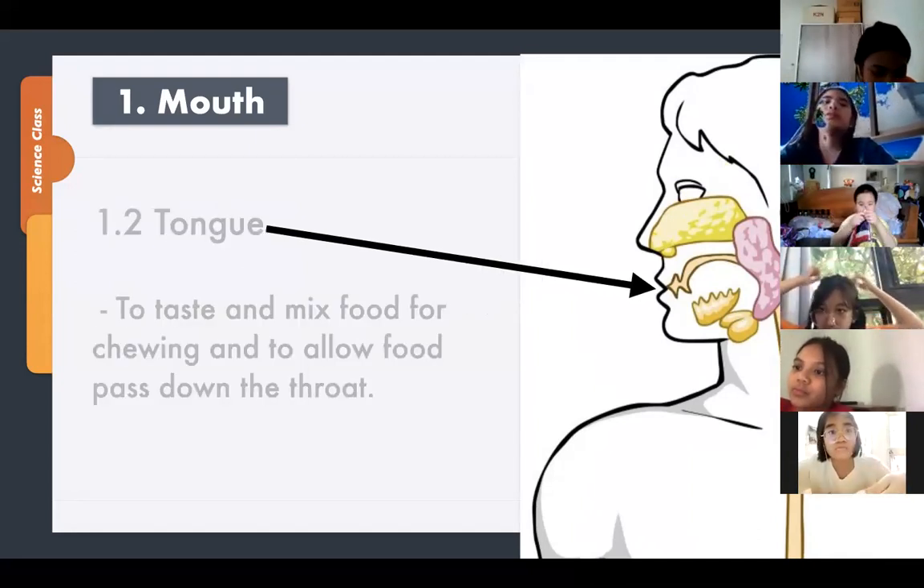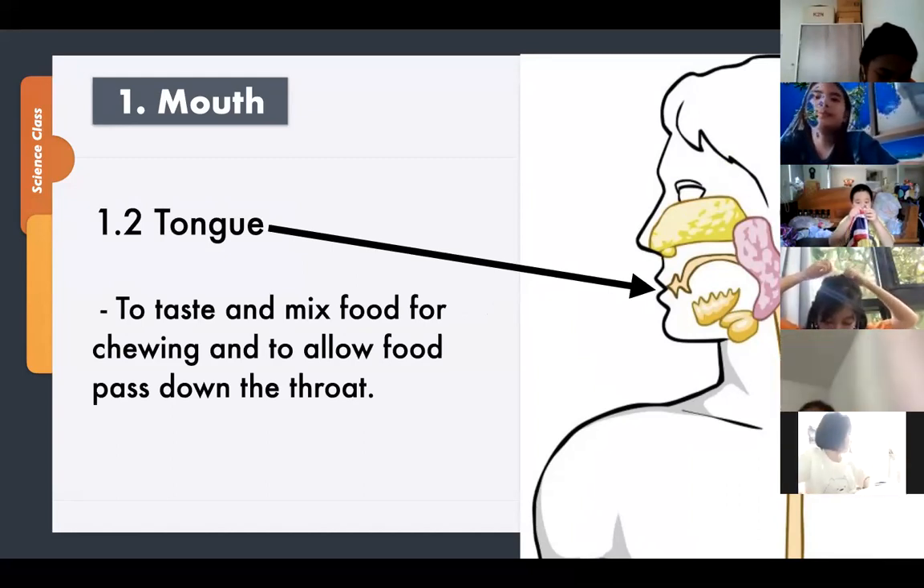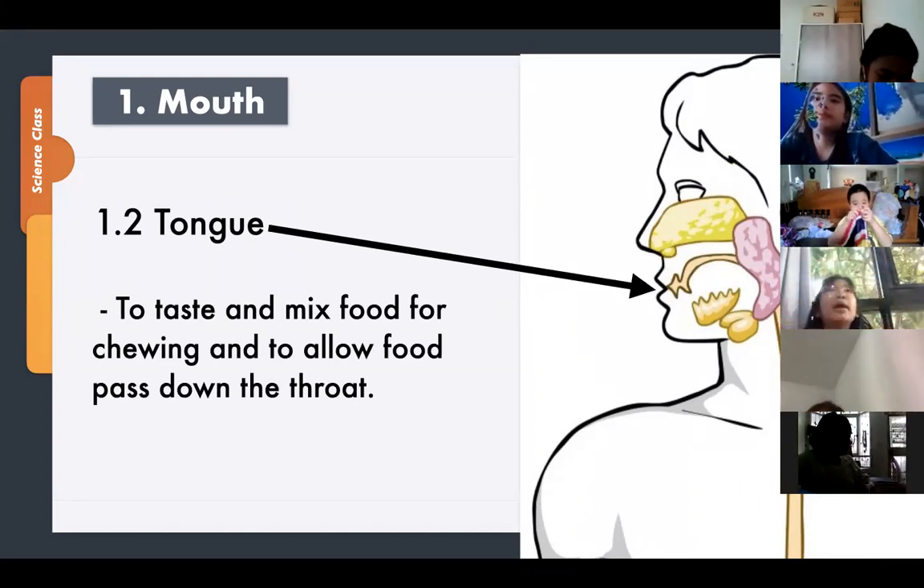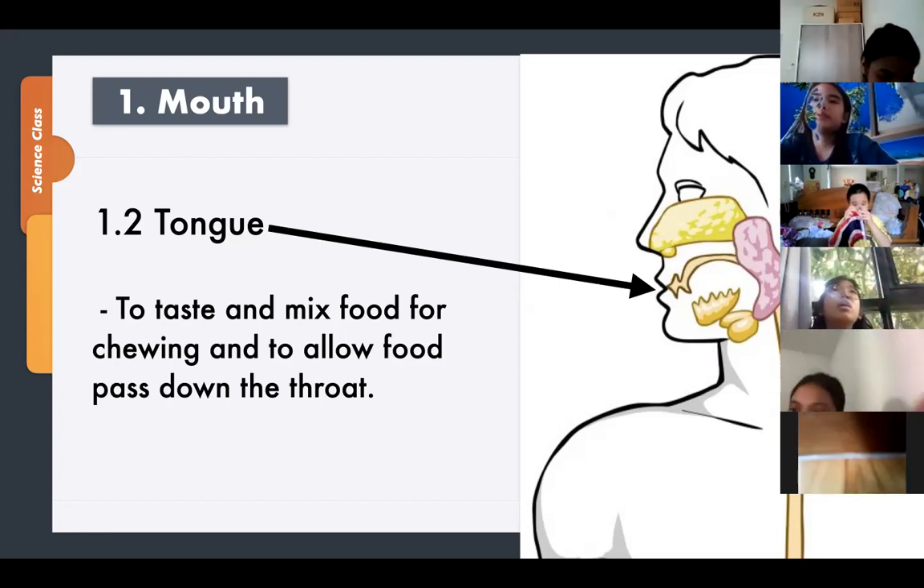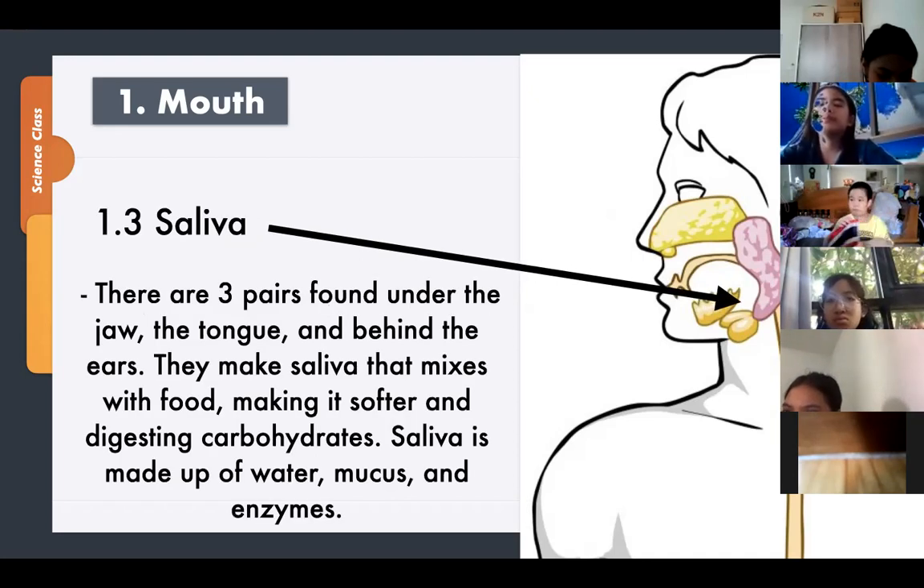After the teeth, there is what we call the tongue. With the tongue, we taste and mix food from chewing and allow food to pass down the throat, the esophagus. And after that, the last process in the mouth is what you call saliva. Saliva is "namlay."